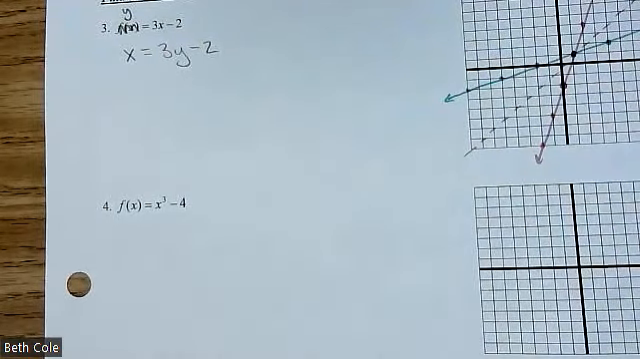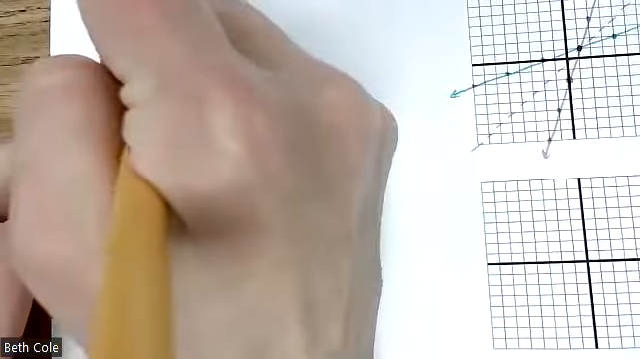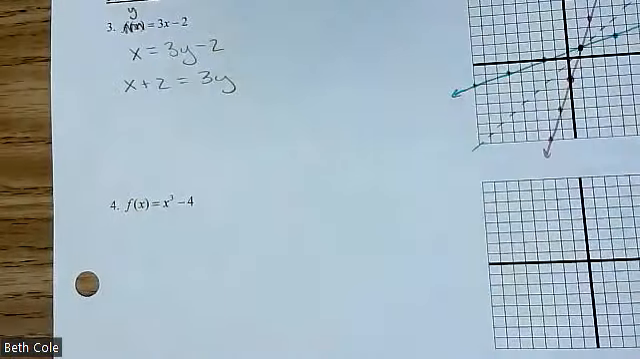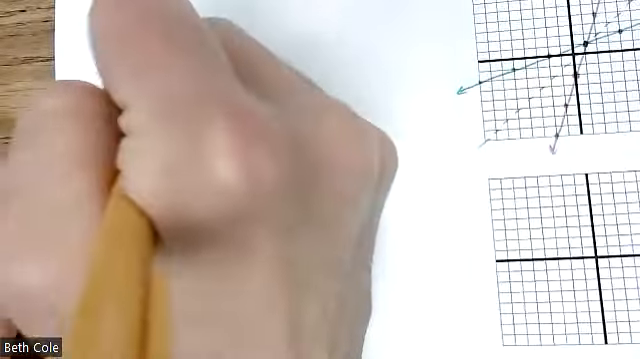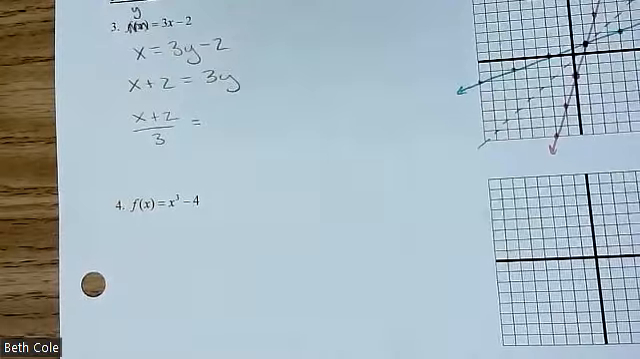So welcome back to algebra class. What would you do to both sides? Add 2. And then divide by 3. x plus 2 over 3. Now, if on your test you write equals y, 100% full credit. For heaven's sake, you got the right answer. But I'll be happier if you write inverse.